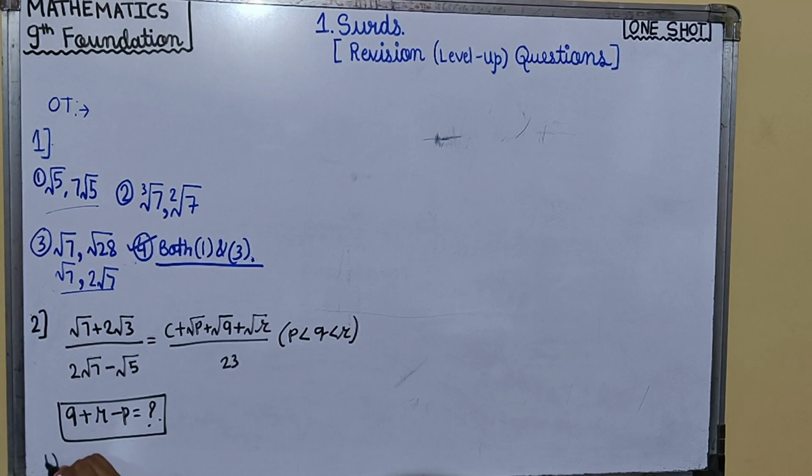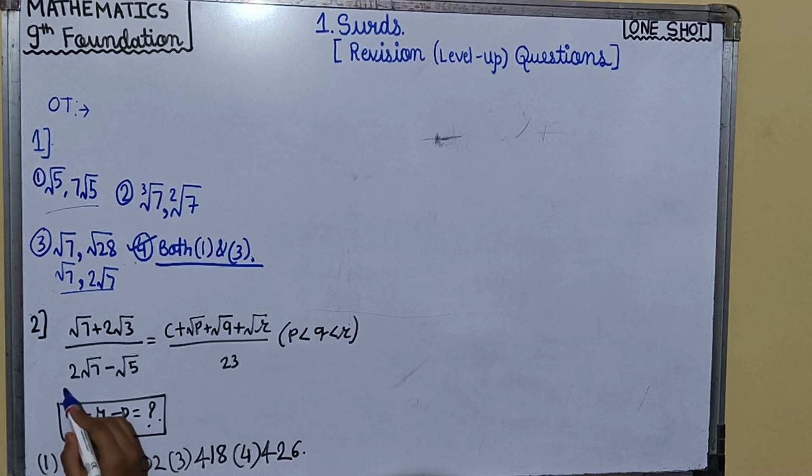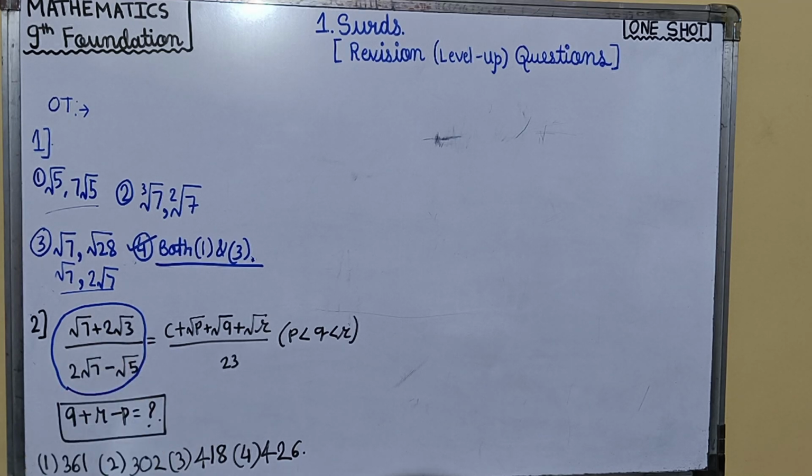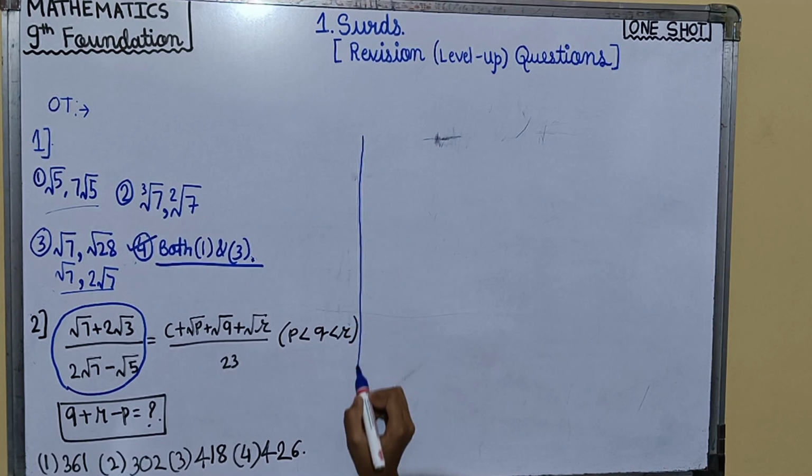Option number 1 is 361. Option number 2 is 302. Option number 3 is 418. Option number 4 is 426. We have to choose the correct option. So in this question, first we'll solve this one. In that we'll rationalize the denominator. So now we will rationalize the denominator.